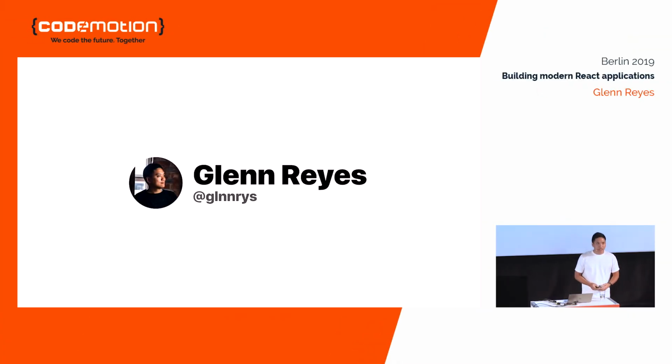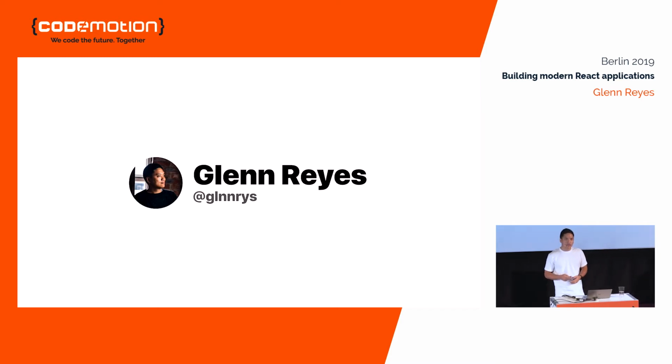My name is Glenn Reyes. I'm an independent software engineer based in Vienna, Austria, and I work mostly with React and GraphQL day to day. I also help run the React Vienna meetups. So if you ever get the chance to get to Vienna, please reach out to me. I'd love to meet you there.